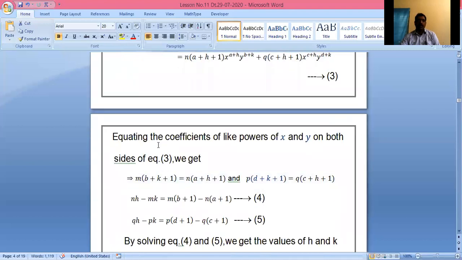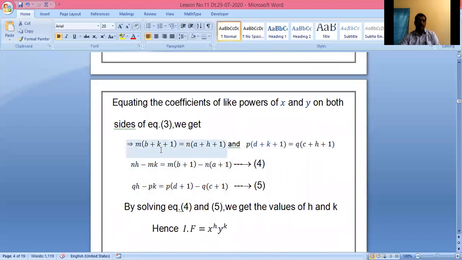Now equating the coefficients of like powers of x and y on both sides of equation 3, we get m (b+k+1) = n (a+h+1) and p (d+k+1) = q (c+h+1). We get two equations. On simplifying these two equations, we get nh − mk = m (b+1) − n (a+1). Let this equation be 4.